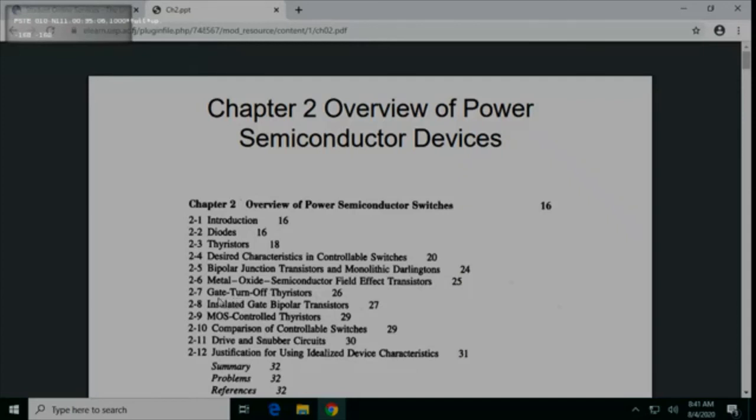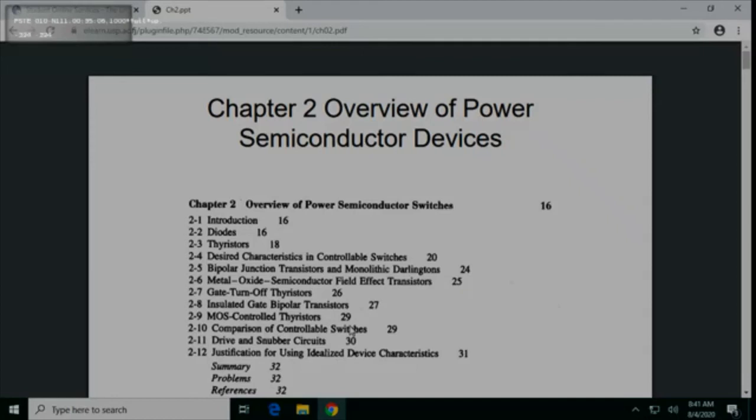GTO, not the car, eh? Gate turn-off thyristors. IGBT, something that we are going to look at the most. The most important device in the current era is the IGBT, used everywhere. Very easy to control, very efficient, and it comes in very variable sizes. Small ones you have, big ones you have, according to the power output that you need. 30 kVA, 40 kVA.